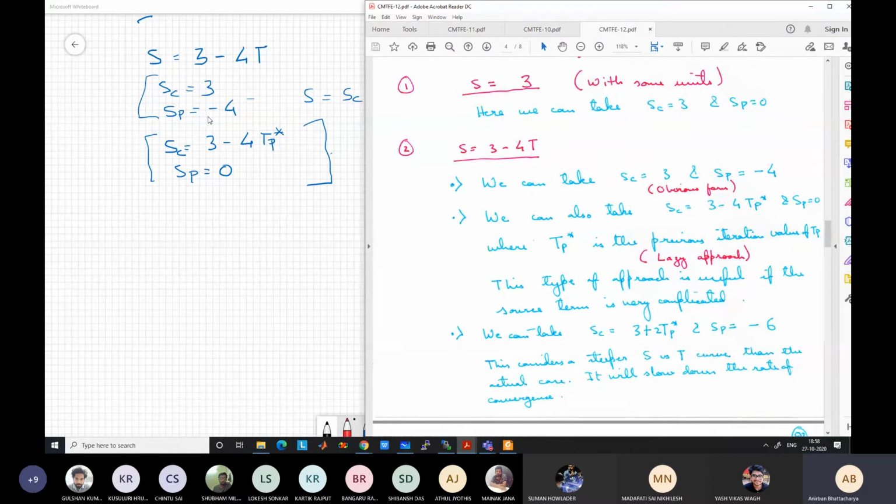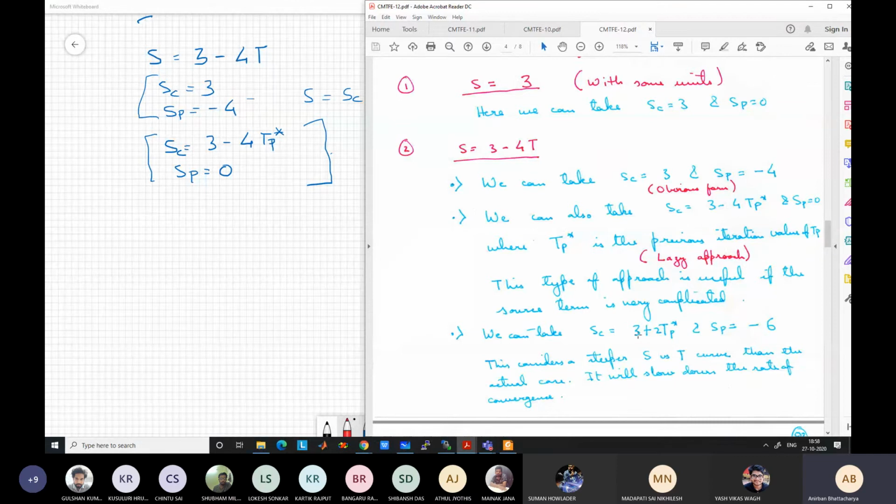I can artificially change the slope of the line. Means instead of writing S is equal to 3 minus 4 TP star, instead of writing S is equal to 3, I can make it S is equal to 3 plus 2 TP star, or say 3 TP star, whatever. This is just an arbitrary value. And the rest of it is put in the SP part. So this 2 minus 6, this has to be equal to minus 4 in this case. So if I have 3 plus 3 TP star, SP should be minus 7.